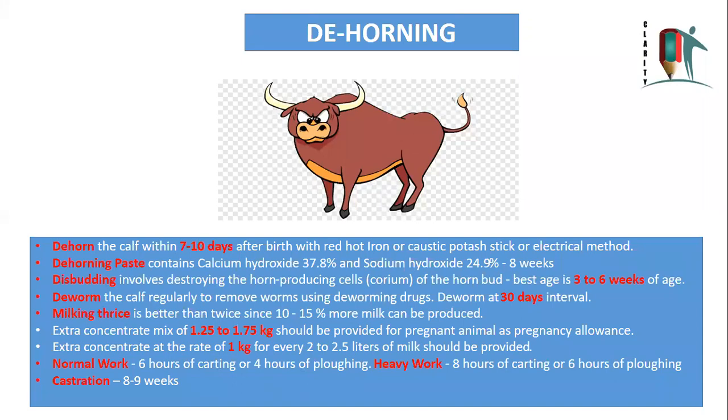Then what should be the extra concentrate that you need to feed when the cow is pregnant, or when it is milking? How much you need to feed? The red letters, whatever I have done here, just try to remember this data. Just observe it 1 to 2 times, you can easily remember. Normal working time: what is the normal working time for bullocks? Also see this, 6 hours of carting or 4 hours plowing. If they give it in the examination, you will be confused. So just observe these points very carefully.